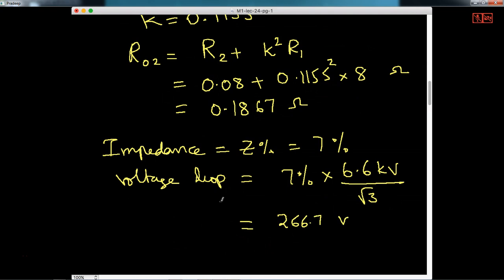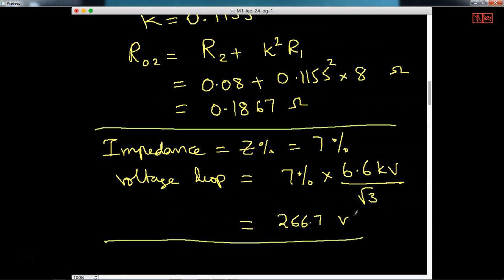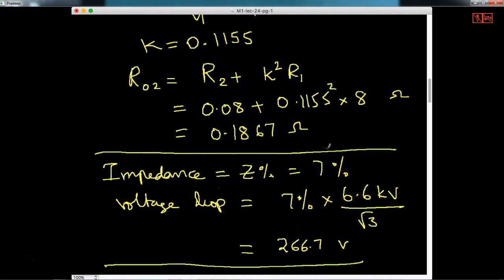Now then I have to also find the rated current. So how to find the rated current? So this is one part of the calculation. This is another part of the calculation. Now go back and look at the total rating. The total rating of the transformer is 2 MVA. So this is a 2 MVA transformer. So 2 MVA I know, and the voltage rating I know. So I can find out the full load current.